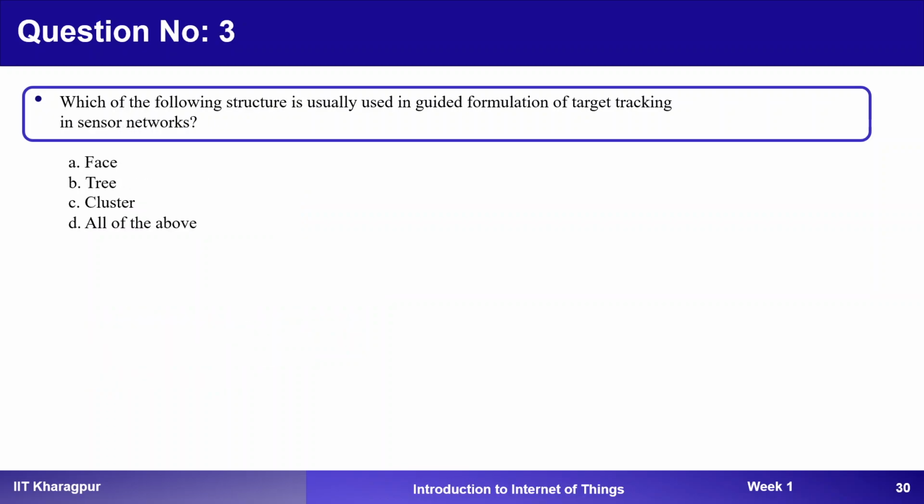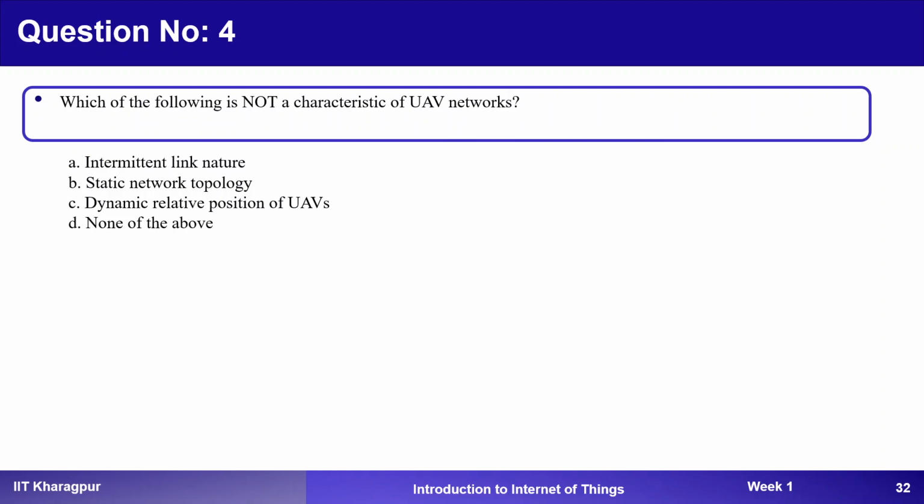Third question is, which of the following structures is usually used in guided formulation of target tracking in sensor networks? Phase, tree, cluster, and fourth one is all of the above. The correct option is phase. Next one is, which of the following is not a characteristic of UAV network? First one is intermittent link nature, second is static network topology, third is dynamic relative position of UAV, fourth one is none of the above.